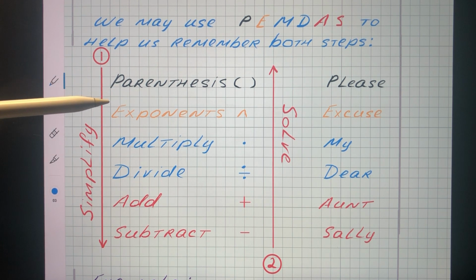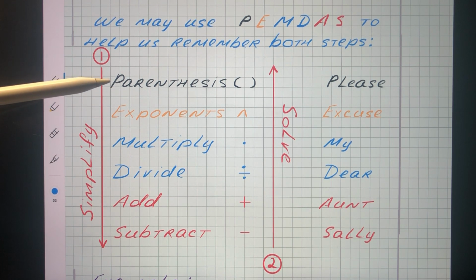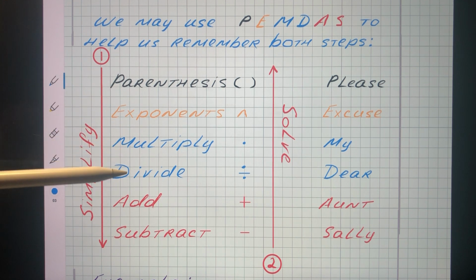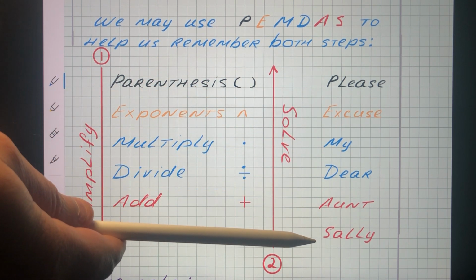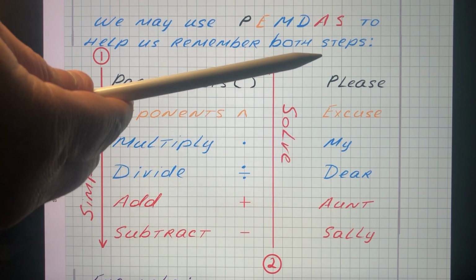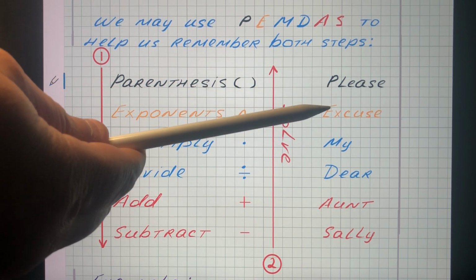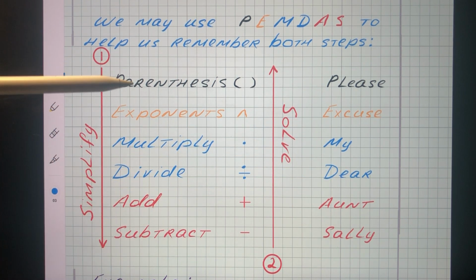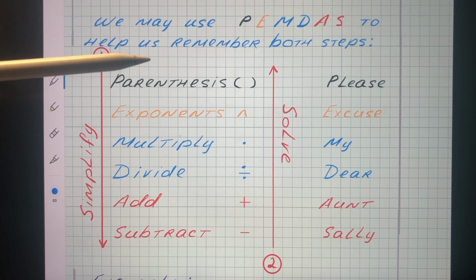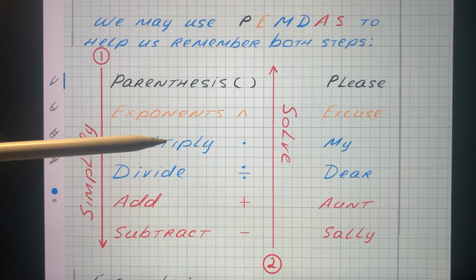To help us remember this process, we can remember any phrase that begins with the same first letters. Please Excuse My Dear Aunt Sally is a phrase that is easy to remember, and if we write it out, the first letters are exactly P-E-M-D-A-S, which is our PEMDAS. So let us use this tool to solve an equation.